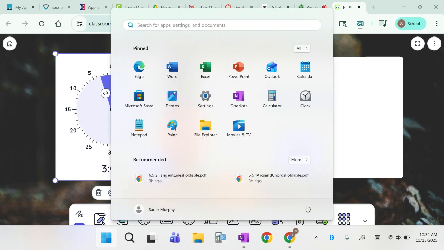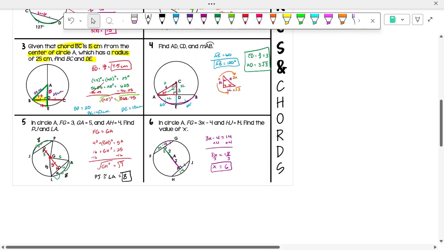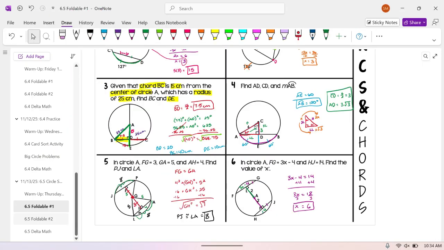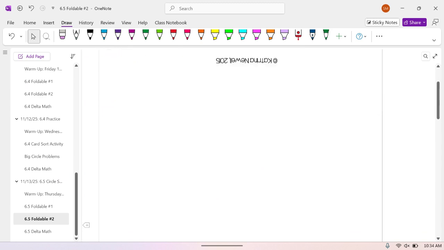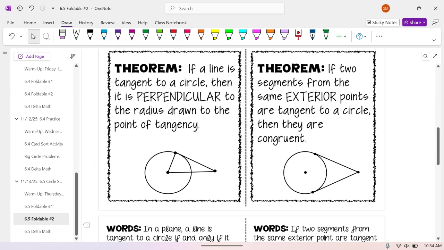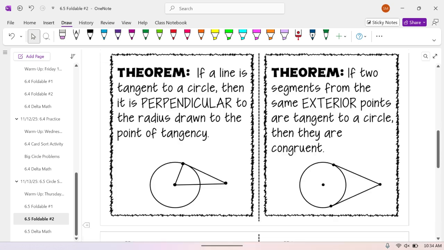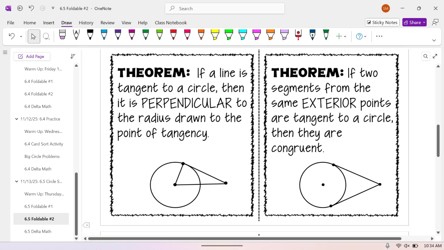All right, guys, back to it. All right, so let's look at that second foldable. So this one has to deal with secant lines and tangent lines.